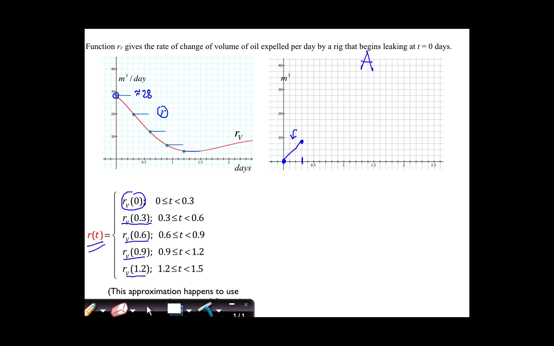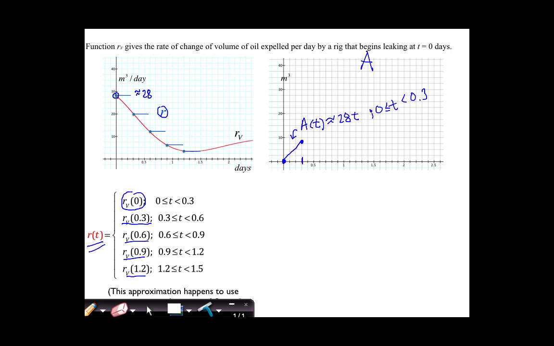So that would be an approximate. I could say a of t is approximately 28t if t is between 0 and 0.3, right? Now, a is an approximate function. This is an approximation of approximate. This 28 I just made up, right, just from estimating from a graph.